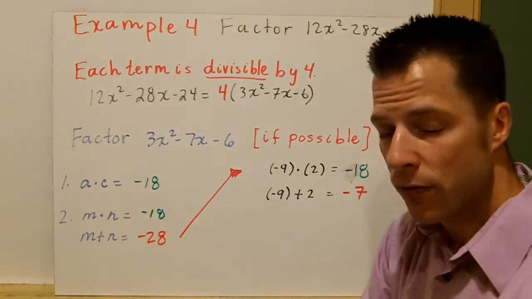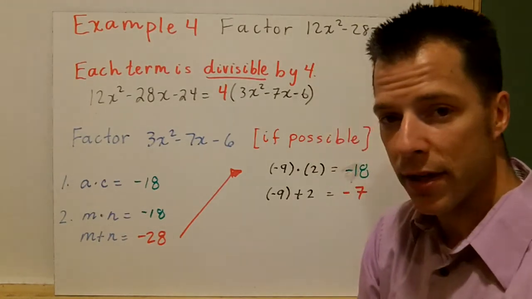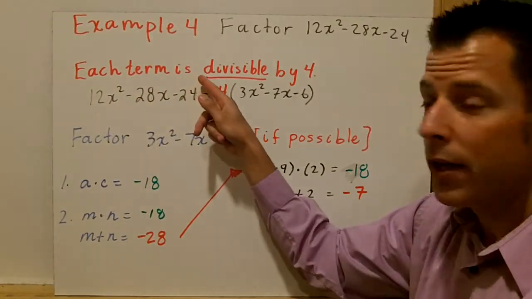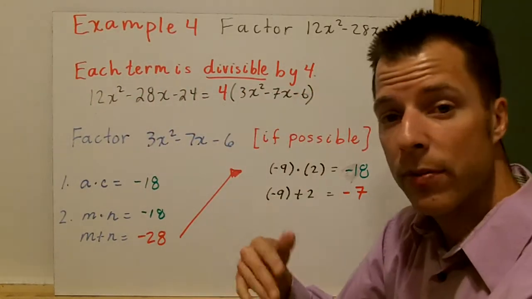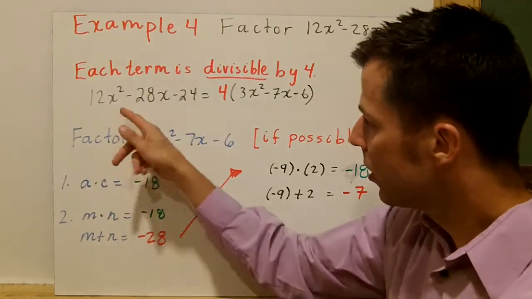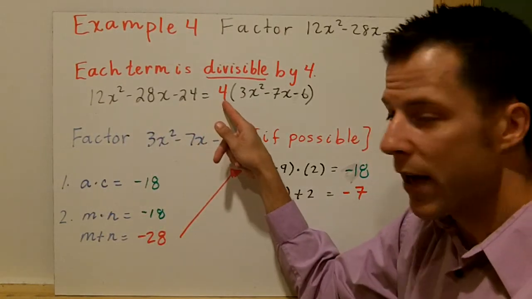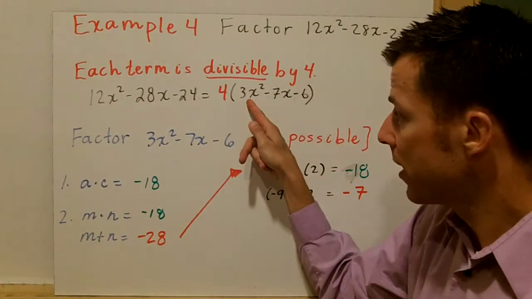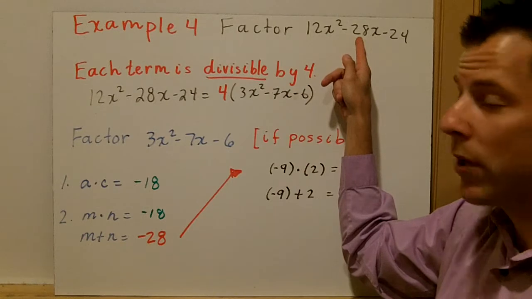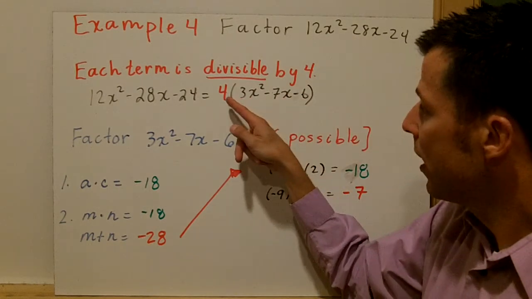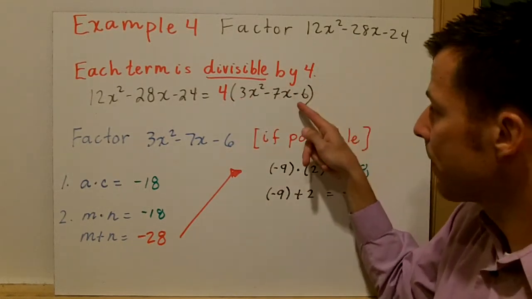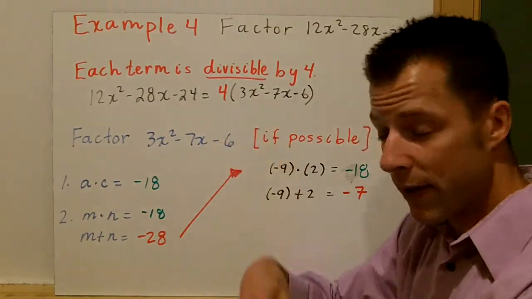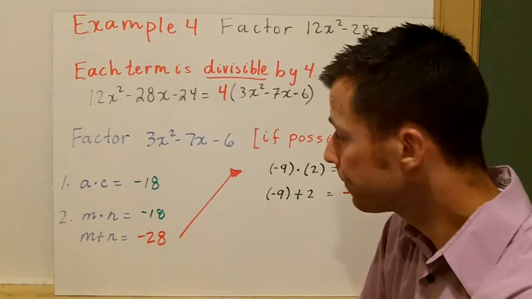So every problem so far we've started with a times c because there's nothing common to all the terms. But if we look more closely, each term here is actually divisible by 4. So I'm going to go ahead and factor out the 4 first. So here's our original expression. Factor out the 4. 4 goes into 12x squared, 3x squared times. 4 goes into negative 28x, negative 7x times. And 4 goes into negative 24, negative 6 times.